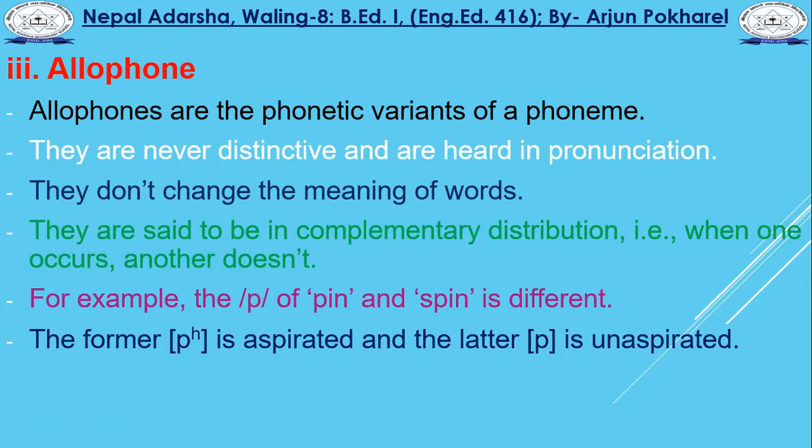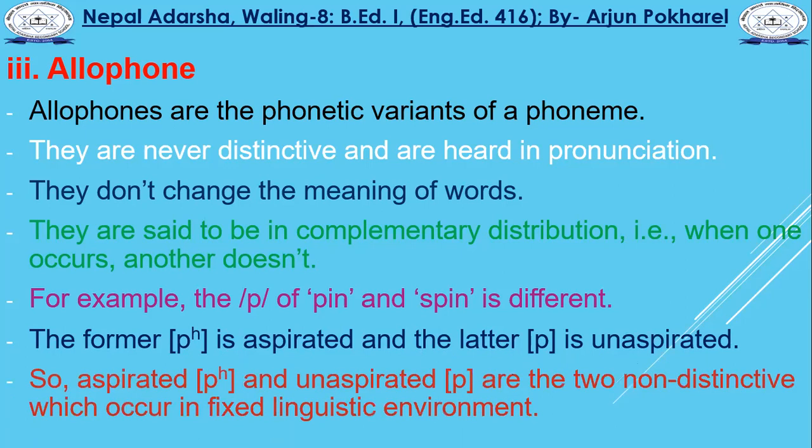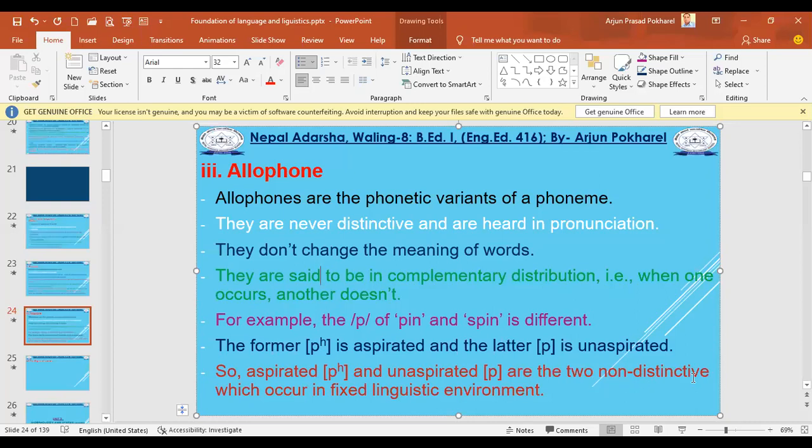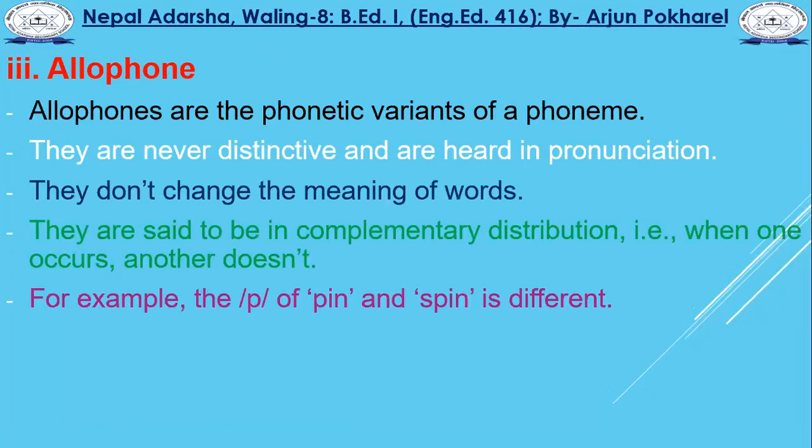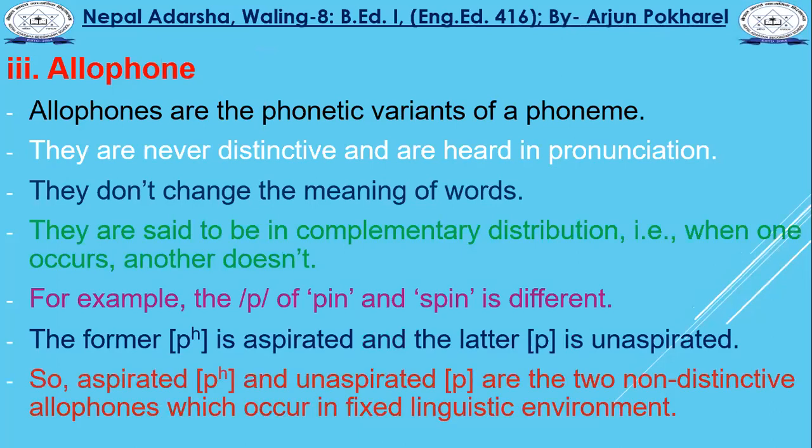In this way we'll do allophones. So aspirated p and unaspirated p are the two non-distinctive allophones which occur in a fixed linguistic environment. The linguistic environment for them is fixed.